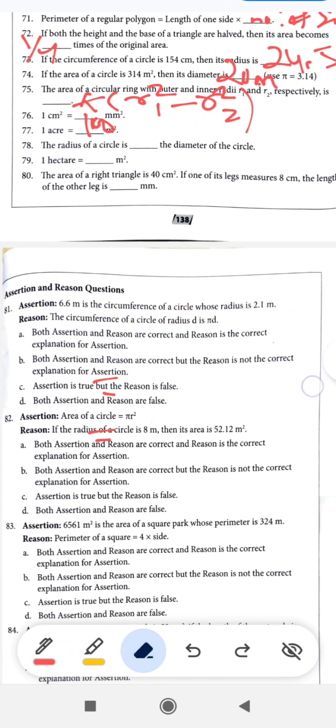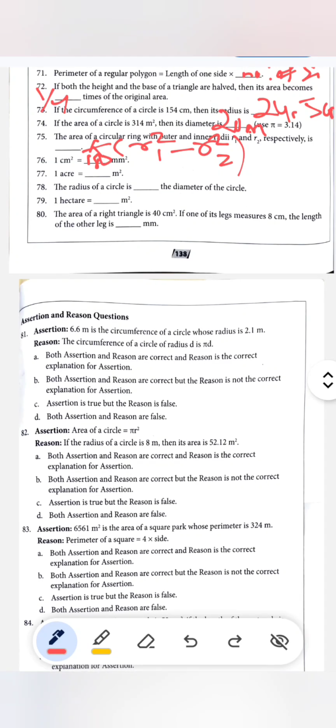Let me erase this one and erase this one too. Not able to write it properly. Again 100. Okay, now 1 acre is equal to dash meter square. So this answer is 4046.86, or else we can write that 4047 approximately meter square. Now question number 78.